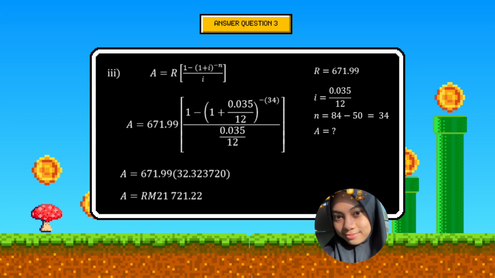Next, calculate the outstanding balance if the customer decided to settle the loan immediately after the 50th payment. Thus, we have to use the present value formula again in order to get A. So, A equals 671.99 open bracket 1 minus (1 plus 0.035 over 12) to the power of negative 84 minus 50, which will get 34. Divide by 0.035 over 12.